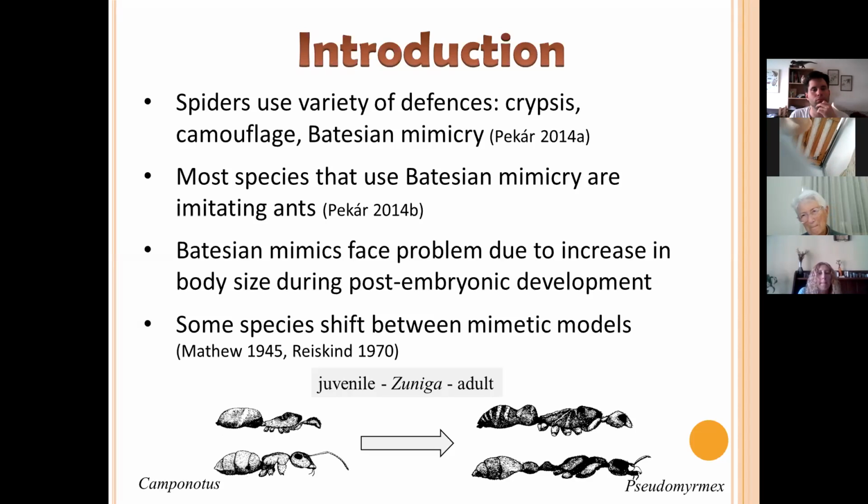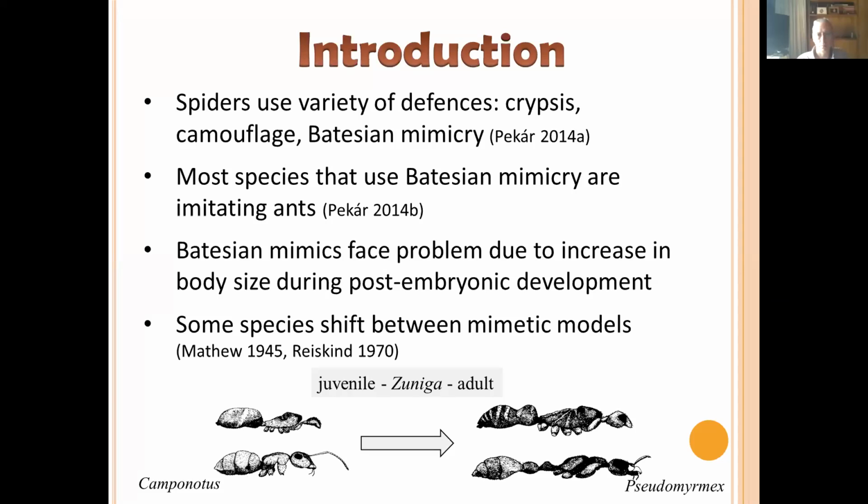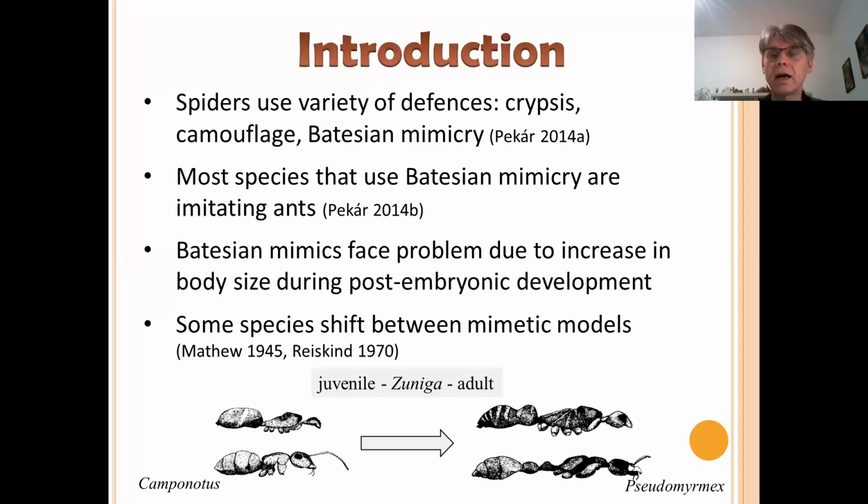But there is yet another problem that spiders have to face, and this is the different post-embryonic development. Ants are imagos. I mean, they are holometabolous insects. So the ants that we see being active on the ground are not increasing in size. They have a fixed size. But spiders grow slowly and they change their body size markedly during the post-embryonic development. So ant-mimicking spiders have to face this problem, and there is a solution which was observed some 70 years ago, first by Mathew in 1945 and then by Reiskind in 1970.